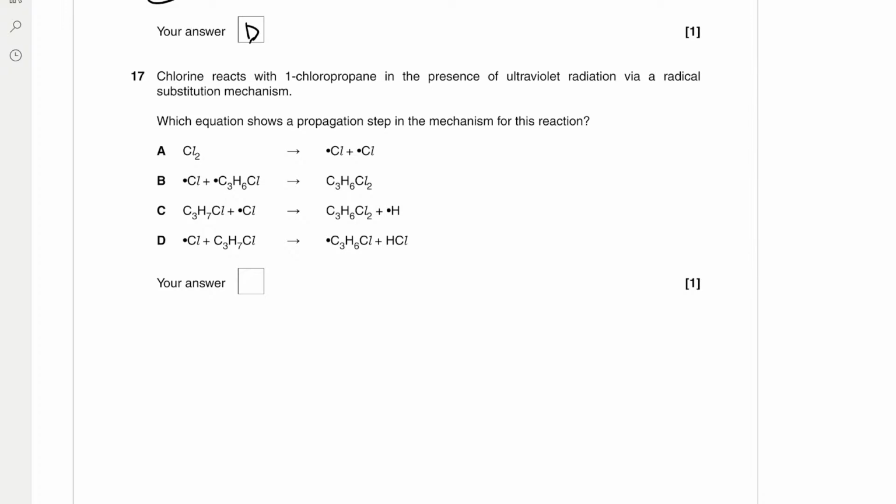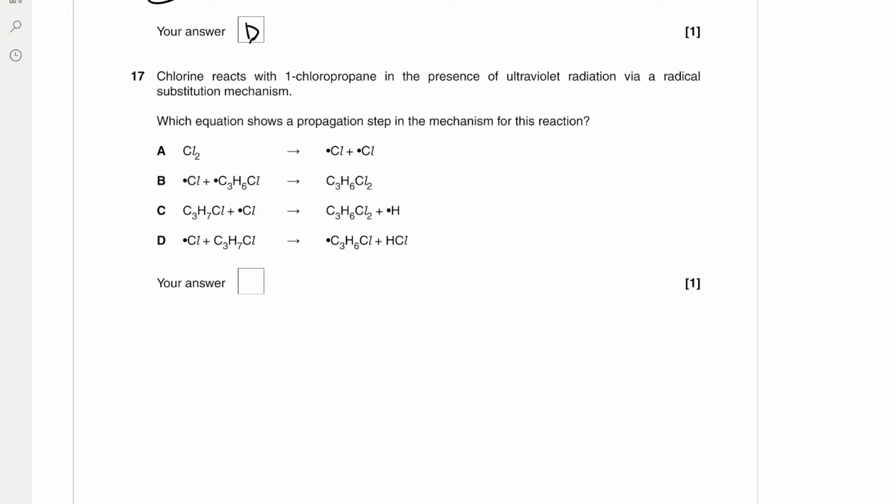Question 17. Chlorine reacts with 1-chloropropane in the presence of ultraviolet radiation via a radical substitution mechanism. Which equation shows a propagation step in the mechanism for this reaction? So have a look at those equations. What do you think is propagation?